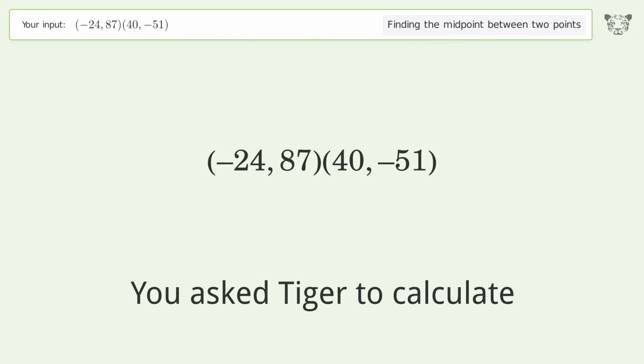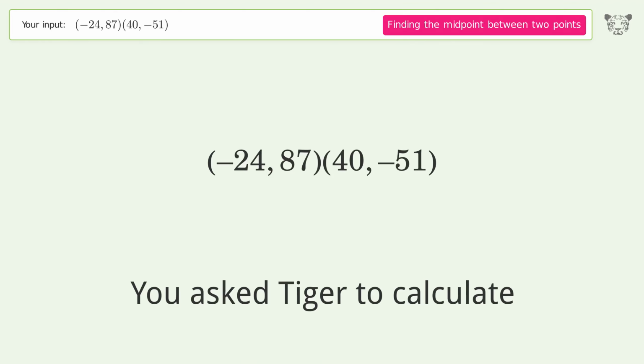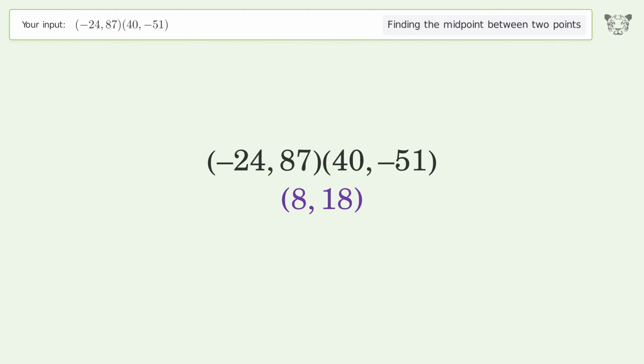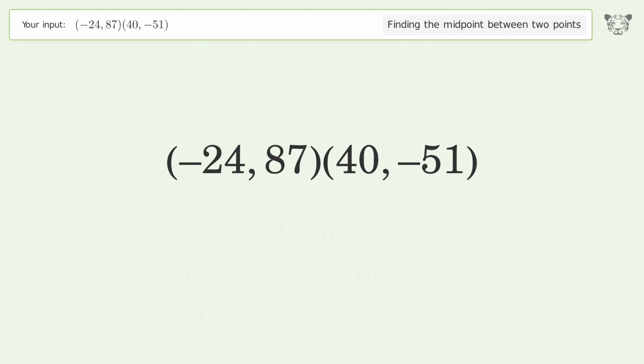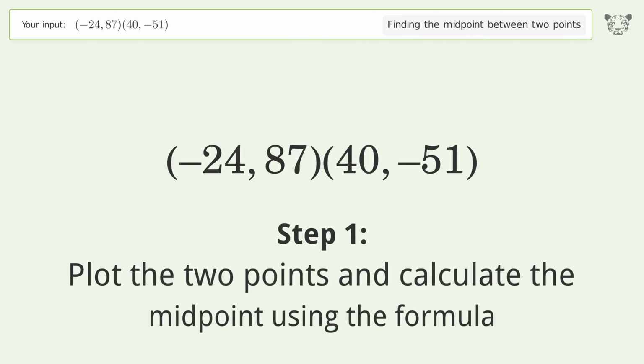You ask Tiger to calculate. This deals with finding the midpoint between 2 points. The midpoint between the 2 points is 8, 18. Let's solve it step by step. Plot the 2 points and calculate the midpoint using the formula.